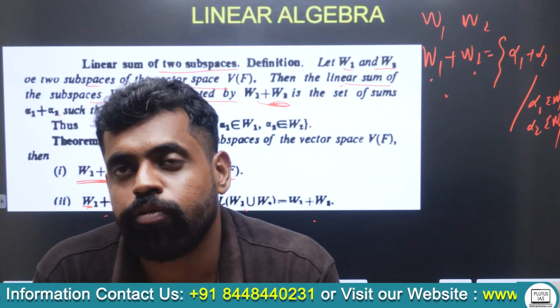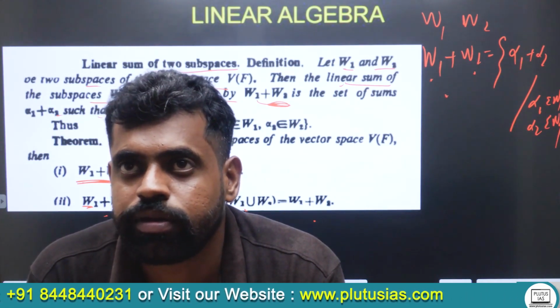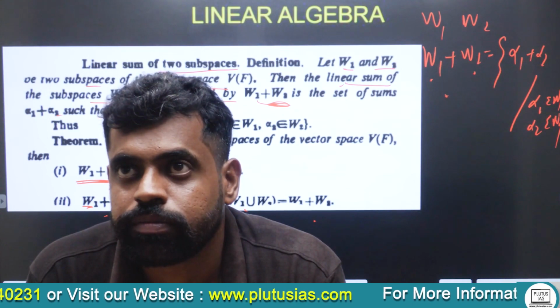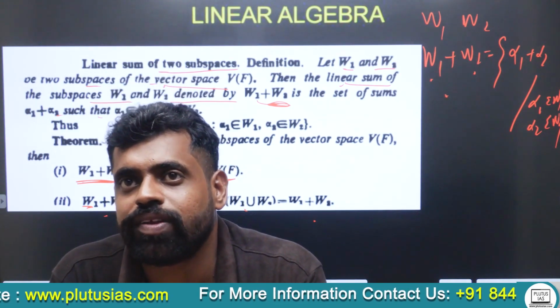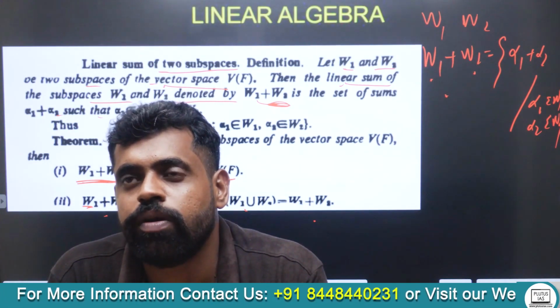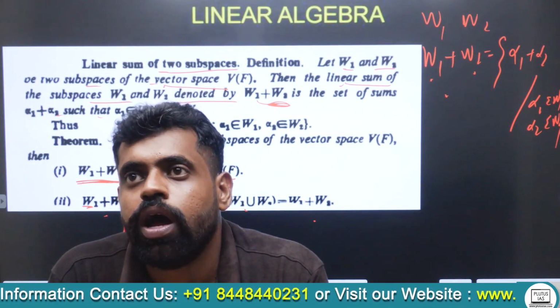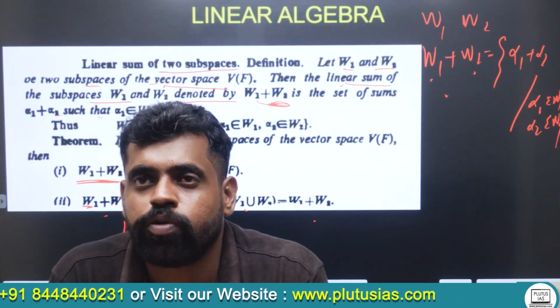You have to prove that W1 plus W2 is a subspace. Are you able to prove it? The last 2 points are the question. That is, W1 plus W2 is a subspace. You have to prove this. And the second statement is W1 plus W2 is equal to the linear span of W1 union W2.